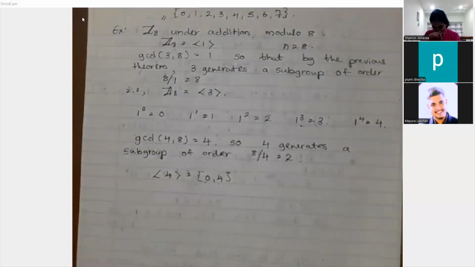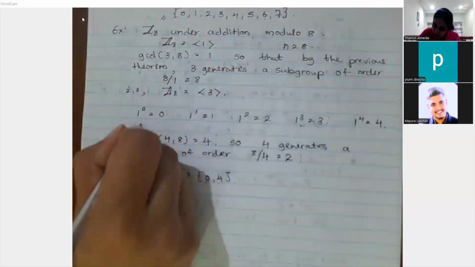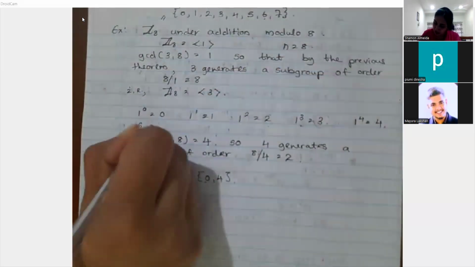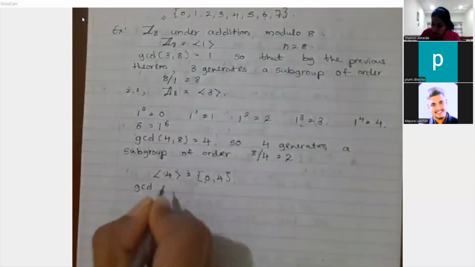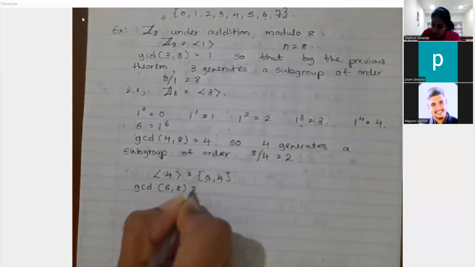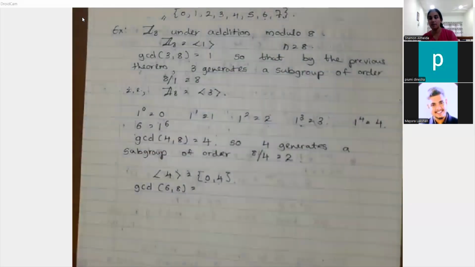And then let's take the element 6. And 6 is equal to 1 raised to the power of 6. Let's find the greatest common divisor of 6 and 8. What is the greatest common divisor of 6 and 8?